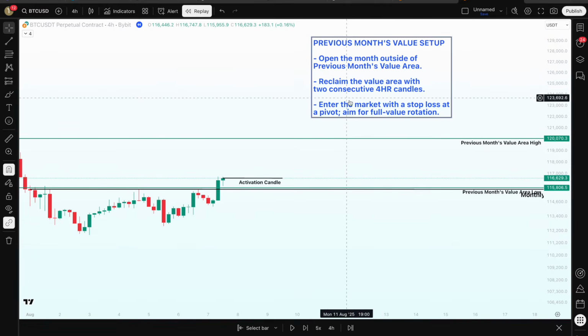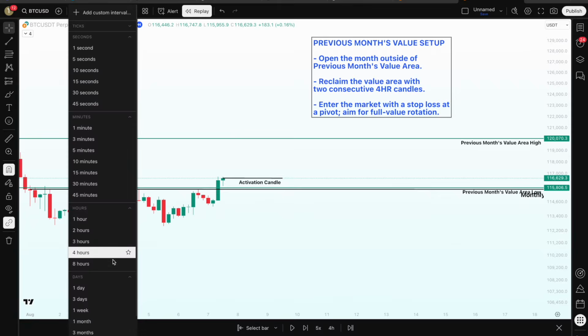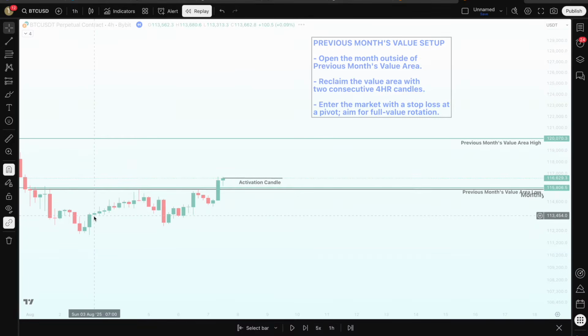What is the third thing? Enter the market with a stop loss at a pivot, aim for full value rotation. You might ask me, AG, what is a pivot? Well, a pivot is a level where people will have a lot of stops at.